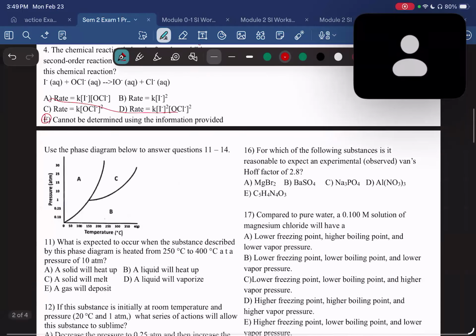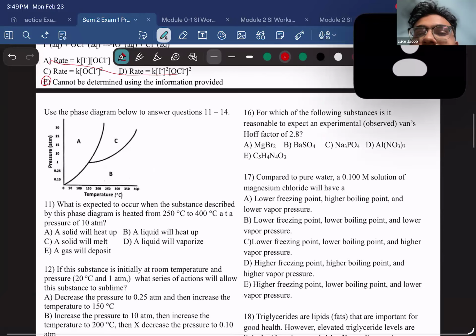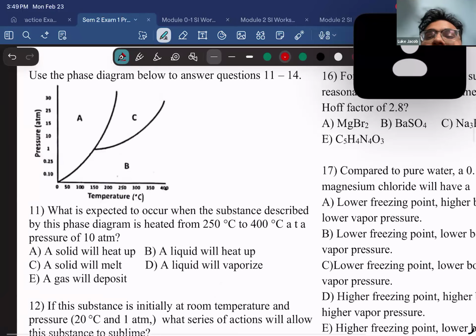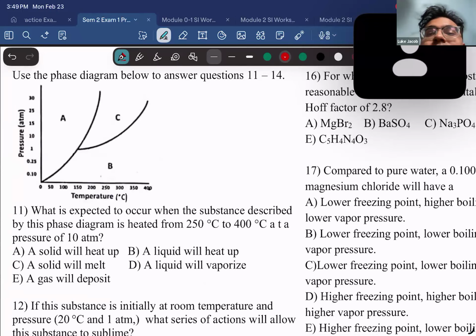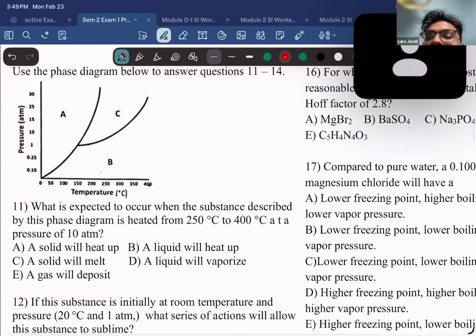Okay, sounds good. Now as we go on to 11, we see that we have this phase diagram. What is expected to occur when the substance described by this phase diagram is heated from 250 degrees Celsius at a pressure of 10 atmospheres? So we go to 10, we go to 250.